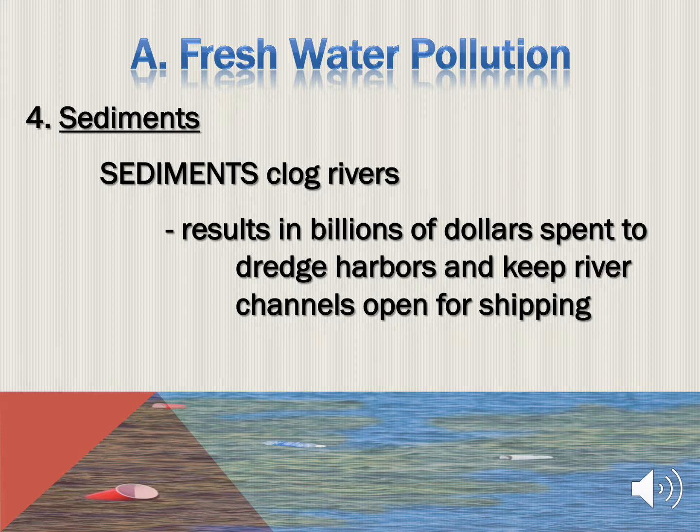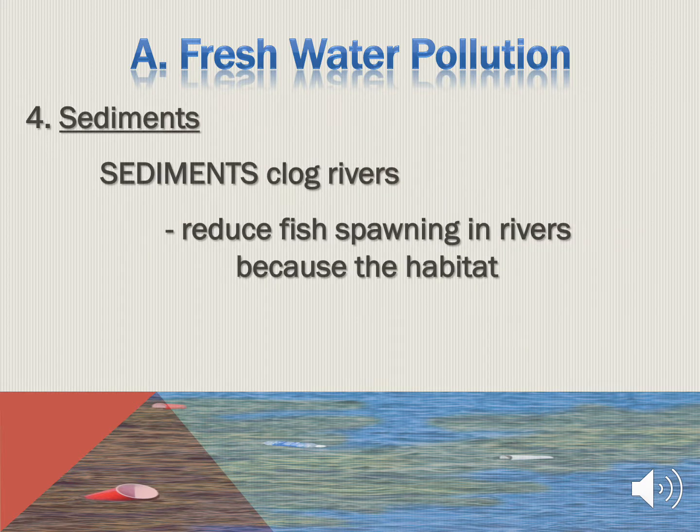First of all, sediments clog rivers. Sediments result in billions of dollars that are spent to dredge harbors and to keep river channels open for shipping. Trade is a huge part of the economy of the planet today, so we have to keep our harbors open and we have to keep our shipping channels open, and we spend many billions of dollars. I believe the cost in the United States last year exceeded $7 billion in dredging, just in the United States.